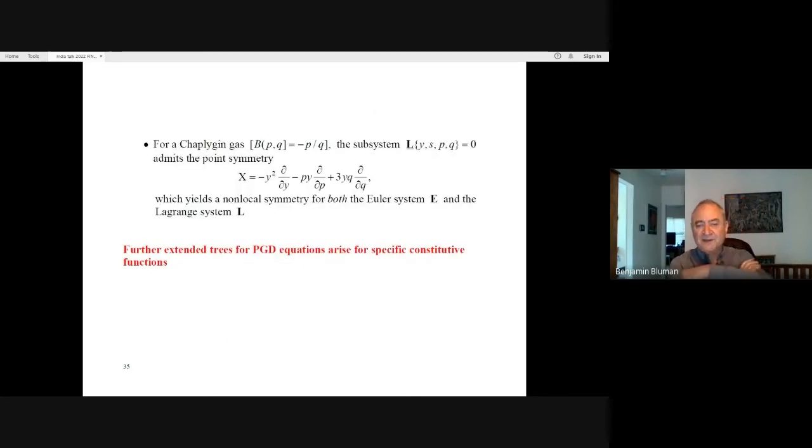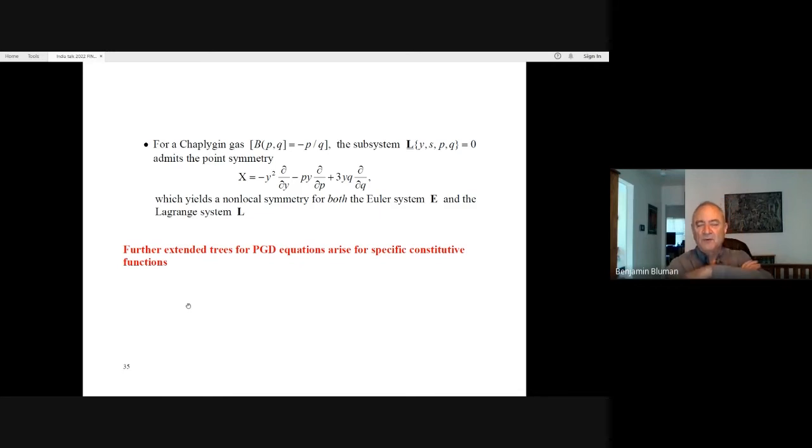Okay, now let's take a look at this. For a Chaplygin gas, where the constitutive function is minus P over Q, the subsystem of the Lagrangian system admits the point symmetry indicated here. You work out the calculations, which yields a non-local symmetry for both the Euler system E and the Lagrange system L, and further extended trees arise for specific constitutive functions. This is shown in one of our papers.